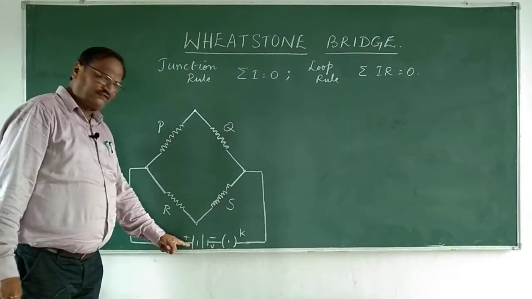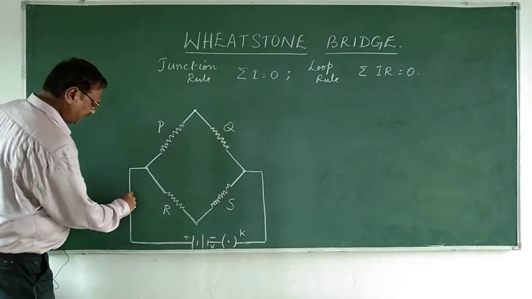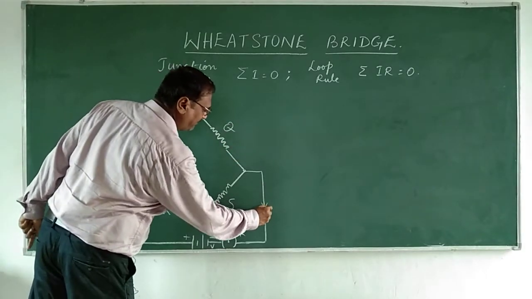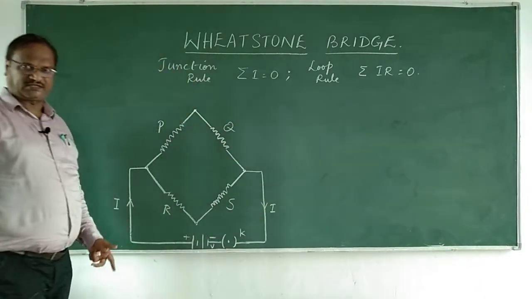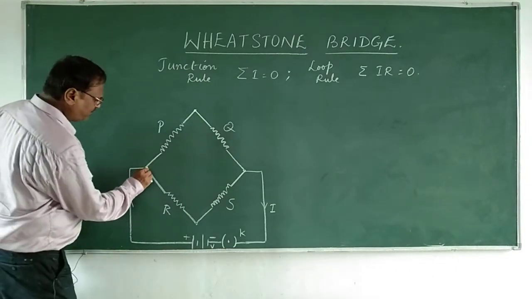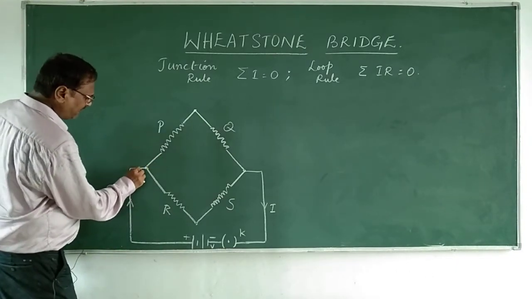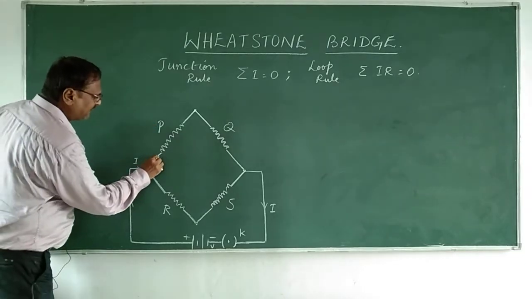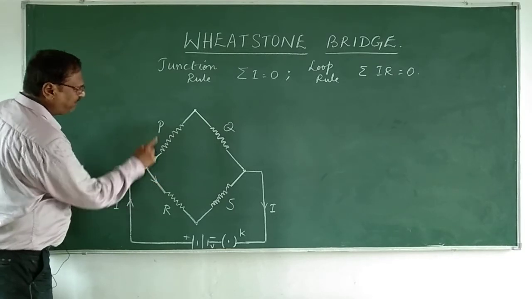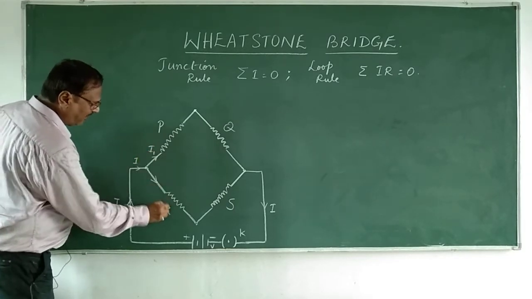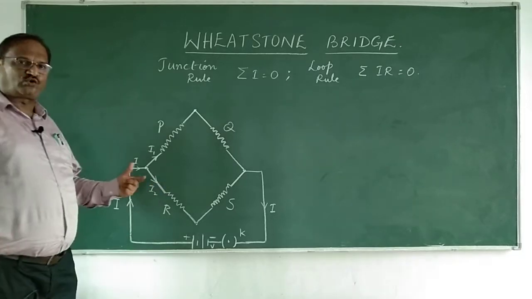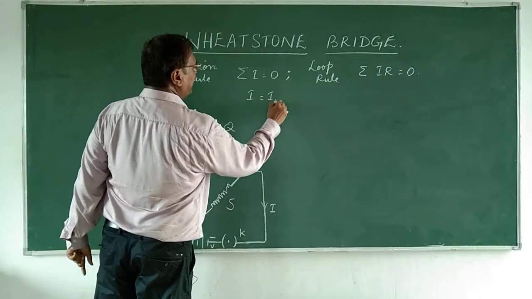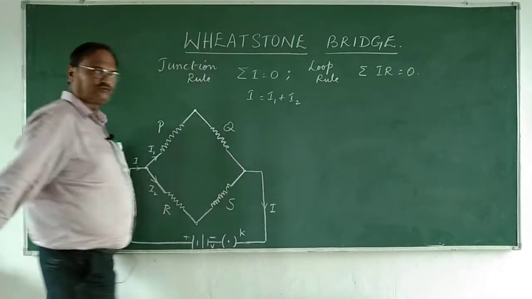From positive, the conventional current will flow like this. Let us say the current is I, and the same I will come back to the negative terminal. Now look carefully, there is a junction here. When the current I comes here, it will branch out. Let us say the current through the resistance P is I1 and through R is I2. So according to the junction rule, at the junction the current I is equal to I1 plus I2, right?